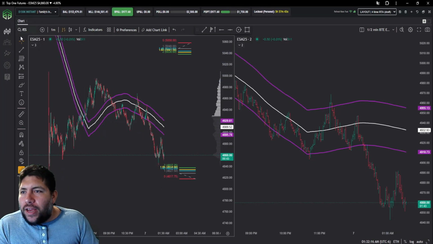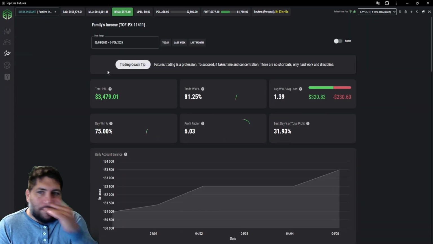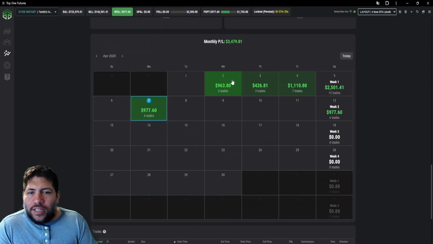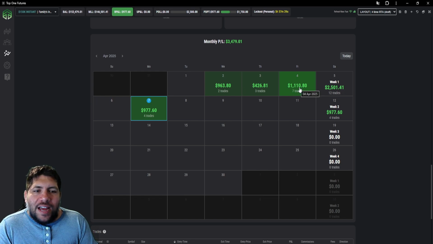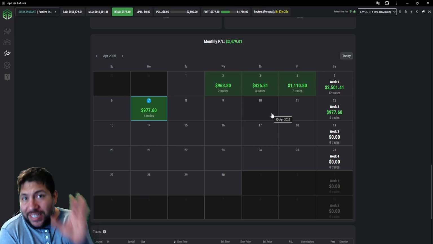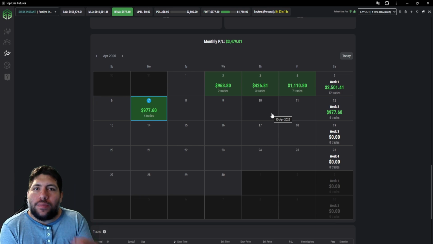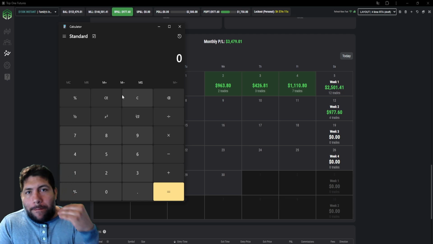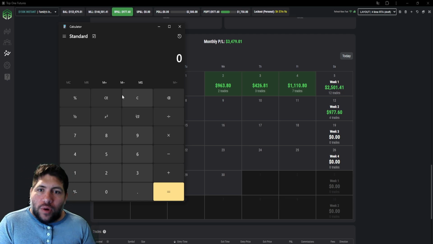So this is my funded account with Top One Futures. I did do a trade tonight. I made $977, but in 4 days of trading, 1,110 is my biggest winning day. So how do I figure out the consistency rule for this account specifically to be able to qualify for a payout? Again, you want to do your biggest winning day divided by 20%.